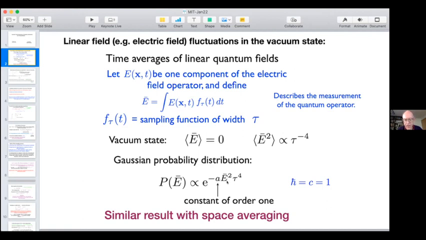So in fact, if we use units where h bar and c are set equal to one, which I'll do throughout this talk, then things that have dimensions of energy density are inverse length or inverse time to the fourth power. So this is a dimensionless constant. And you could also average in space and get a similar probability distribution.